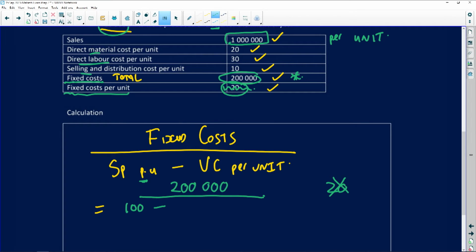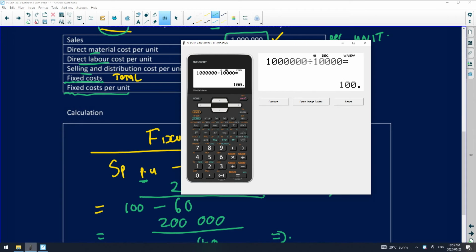So in this case, 20 plus the 30 gives me 50, plus the 10 giving me 60, so minus 60. Right, one more step: 200,000 divided by 40. And here's that important part that I want to highlight. Not the answer, but more divided by 40. How many units must I produce in order to break even?